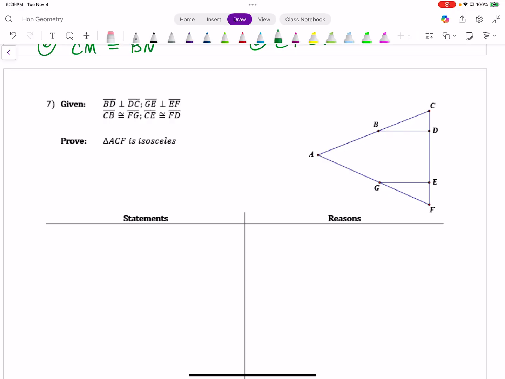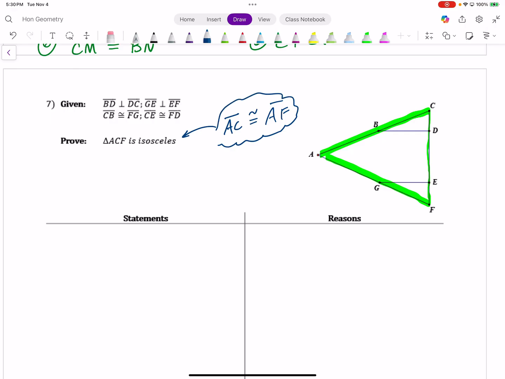Okay, so we're trying to show that triangle ACF, so we want to show that this big triangle is isosceles. All right, my guess is to show that, I'm going to need to show that AC is going to be congruent to AF. Okay, so sometimes I'll just sort of work backwards, like, okay, here's what I have to show. What would I have to prove to make that true? So kind of like, this is sort of my goal. How am I going to prove that those 2 are congruent?